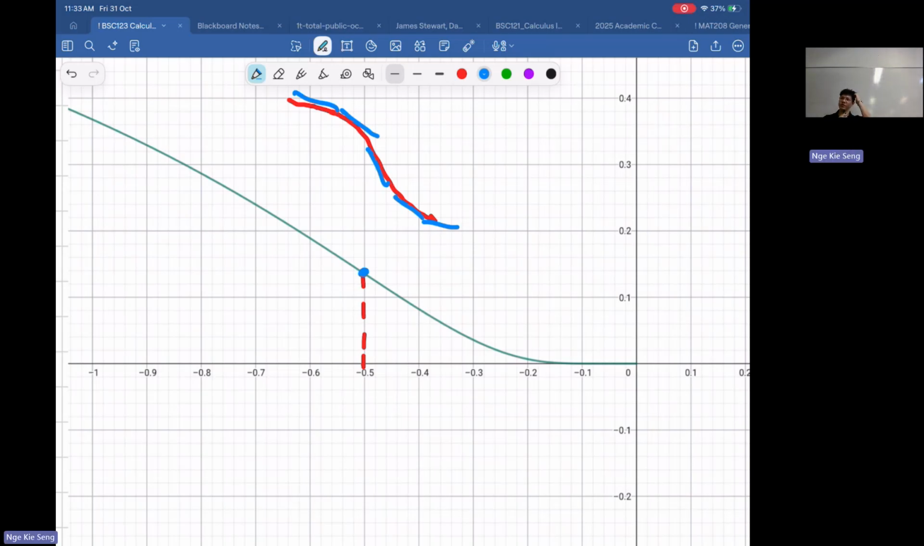Cool. Any question? Feel free to ask if you have any question. Okay, so try and work out 4.26 yourself. It's exactly the same method.